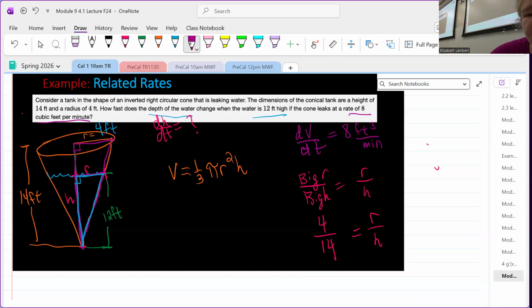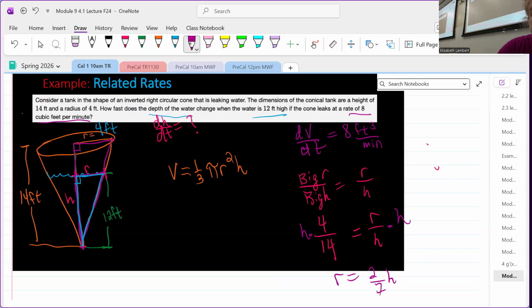So if I take this formula here and I multiply by h, I have my r is the same as, so 4 over 14 is the same as 2/7. So r is the same as 2/7 h. Now, I also could have solved for H here and gotten it in terms of R. But the reason I got R by itself is when I go to substitute into my volume formula, I want it to be all in terms of H, so I only get dH/dt in my derivative. So that's why I got R in terms of H.